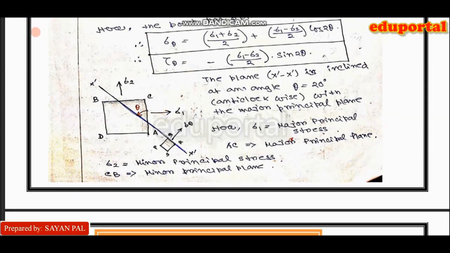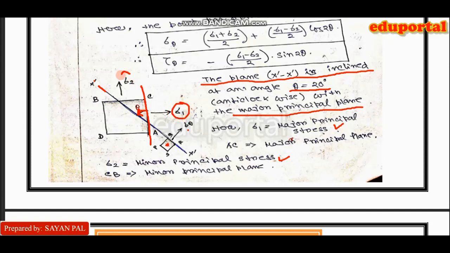Now we have this kind of element, with an anti-clockwise rotation from the vertical plane. This is the vertical plane, which is the major principal plane, and this is the anti-clockwise rotation given. So the element is this. This is the normal stress sigma theta. The x dash y dash plane makes an angle of 20 degrees counterclockwise with the major principal plane, which is the vertical plane. Now sigma 1 we know is the major principal stress, and sigma 2 is the minor principal stress.